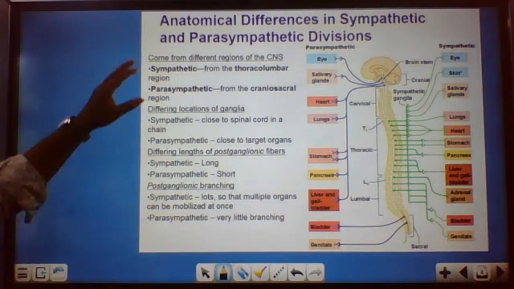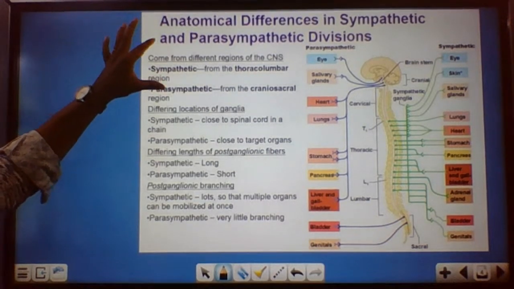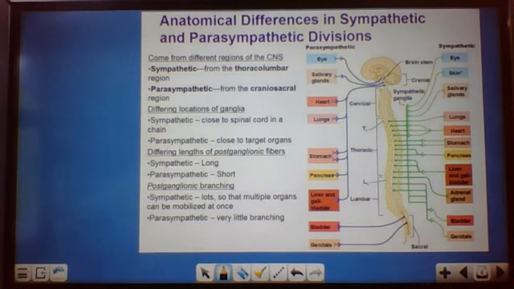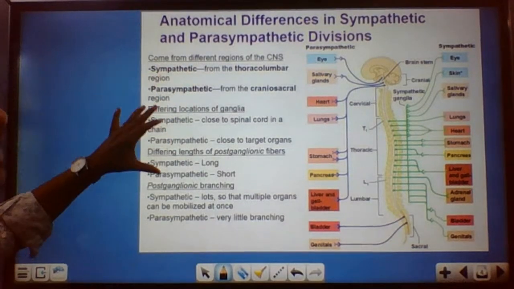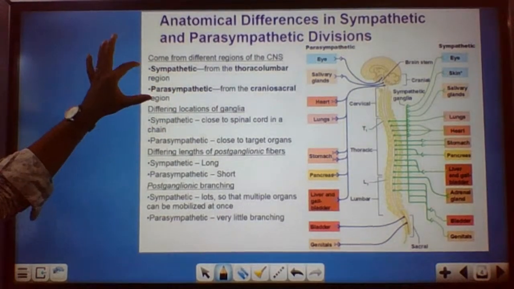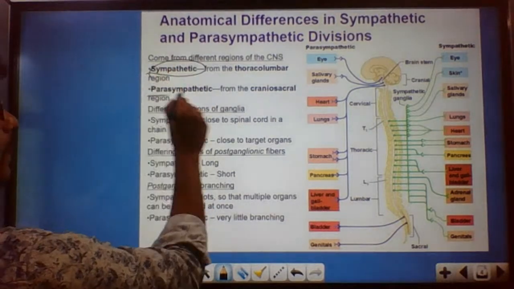Next, you could see anatomical differences in the sympathetic and the parasympathetic divisions. We discussed already the difference between the sympathetic and parasympathetic, and this slide tells you what the difference is. Coming to the different regions of the central nervous system.